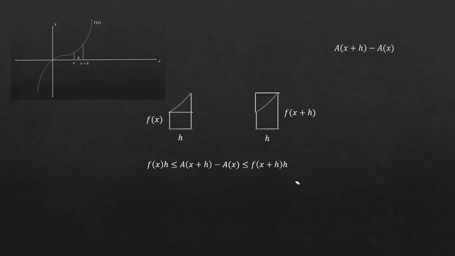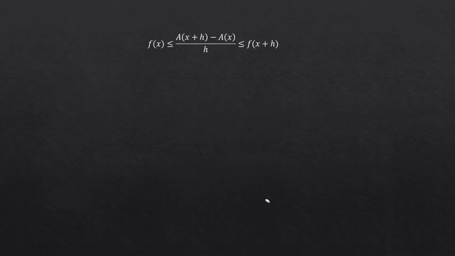Now that we've done that, we're going to divide everything by h. So we'll have f of x is less than or equal to a of x plus h minus a of x, all divided by h, is less than or equal to f of x plus h, okay? Now we're going to let h approach 0. If we do that, this side here is going to turn to f of x, and we can apply a limit in the middle, and this won't change because there's no h there, so it's independent. So if we let h go to 0, we get the following expression.